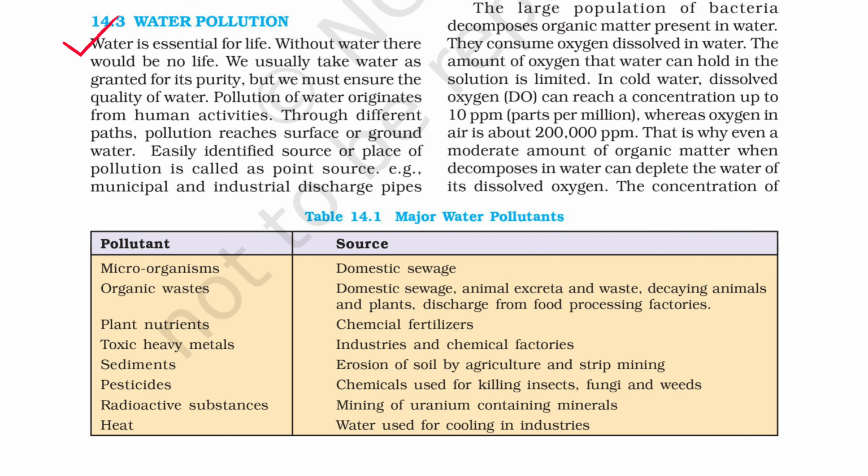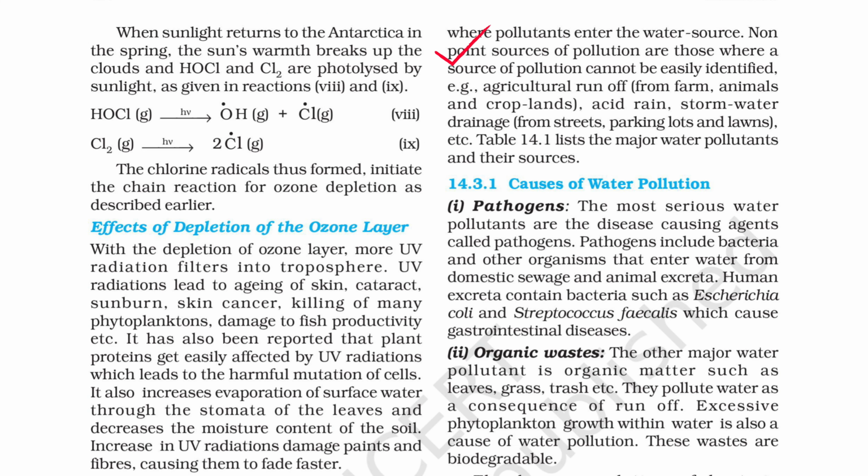Water pollution. Water is essential for life. Without water there would be no life. We usually take water for granted for its purity, but we must ensure the quality of water. Pollution of water originates from human activities. Through different paths, pollution reaches surface or groundwater. Easily identified source or place of pollution is called a point source. Example, municipal and industrial discharge pipes where pollutants enter the water source.